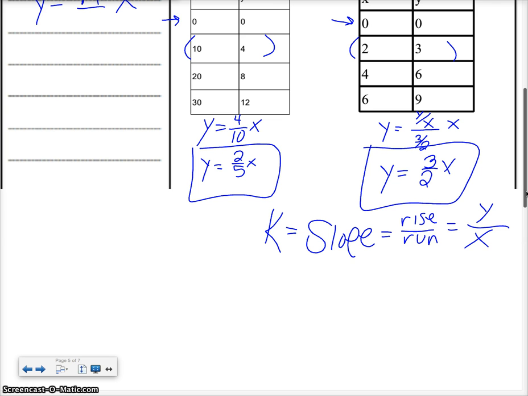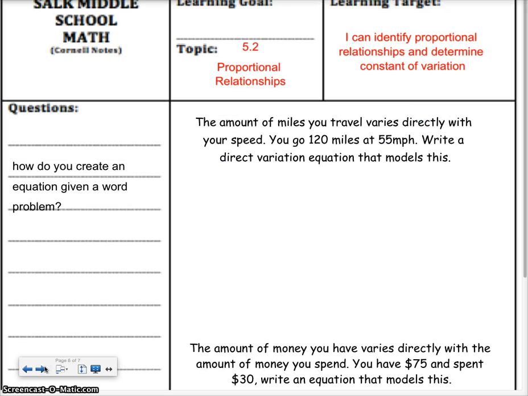Now it gets a little bit more intense with word problems. Are you ready? Ready or not, here they are. Here I come.